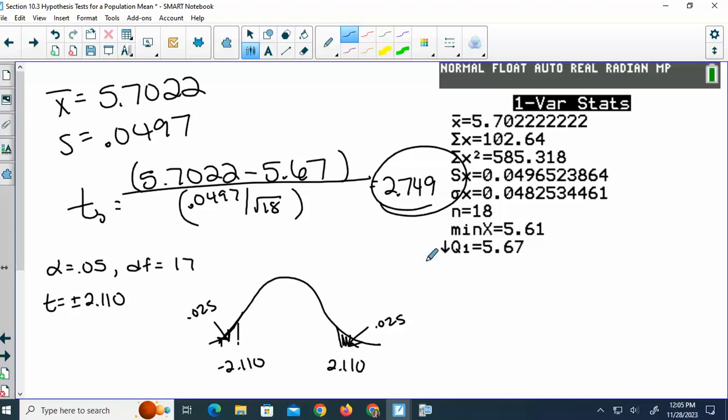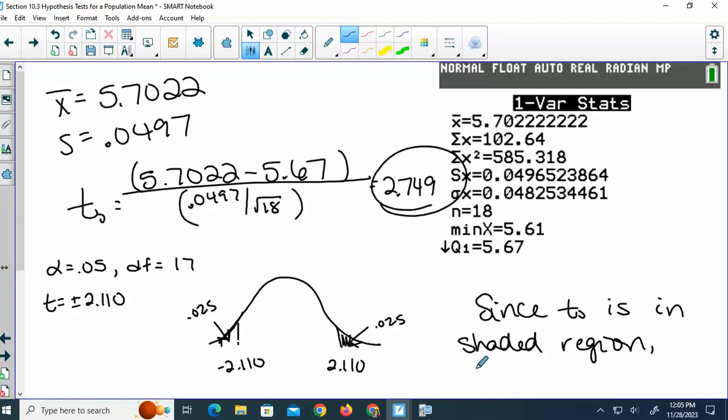Is our T in the shaded region? Yes, 2.7 would be over here. It's in the shaded region, and so that means we reject. So we can do it either way. If you're doing the probabilities, easiest to get those on the calculator. If you're just looking at your critical value, you can do that by hand. Any questions?